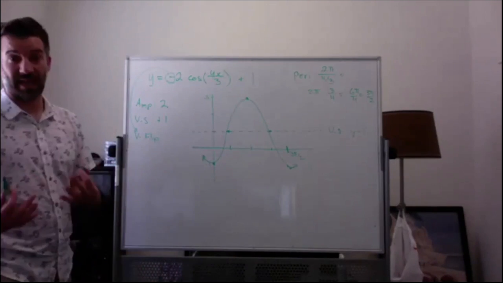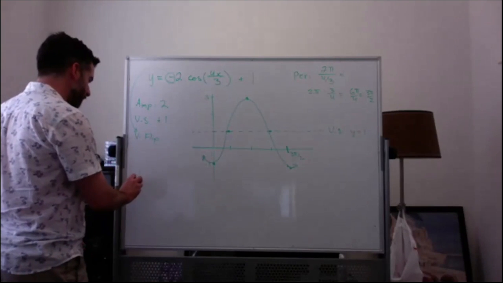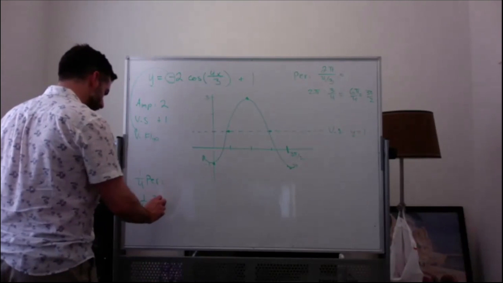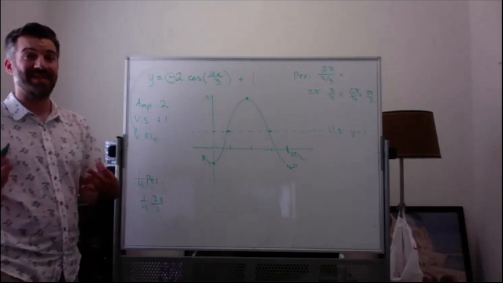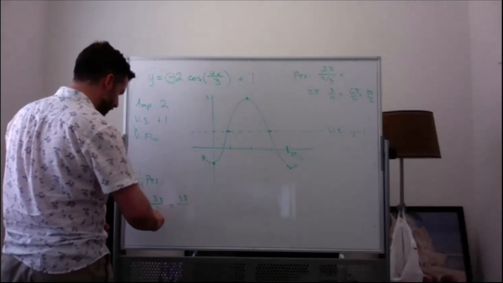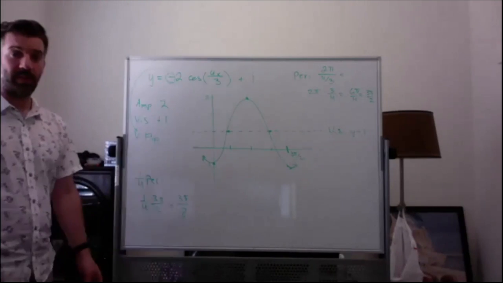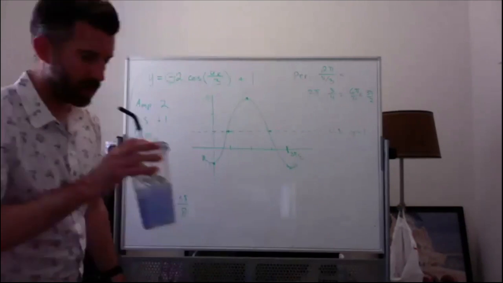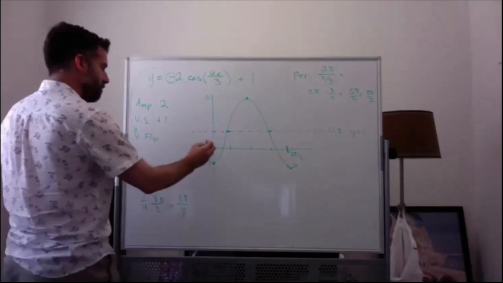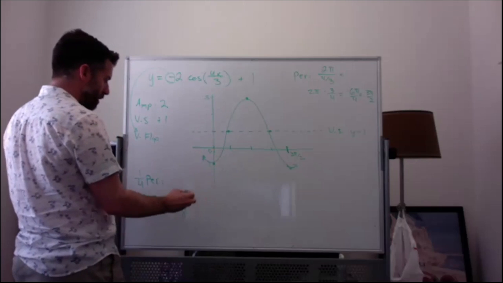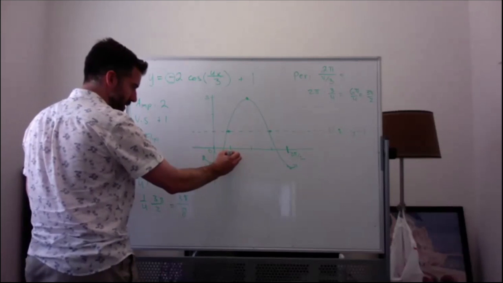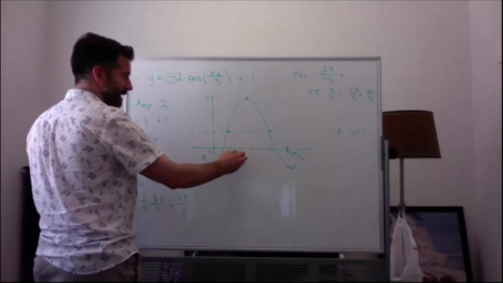So I'm going to do the same thing I did before. I'm going to take 1/4 of my period, which is 1/4 of 3 pi over 2, or 1/4 times 3 pi over 2, and get 1 times 3 pi over 4 times 2, which is 3 pi over 8. My first point is at 0. My next point is this much further, so it's 3 pi over 8. My next point, I'm going to add another 3 pi over 8.